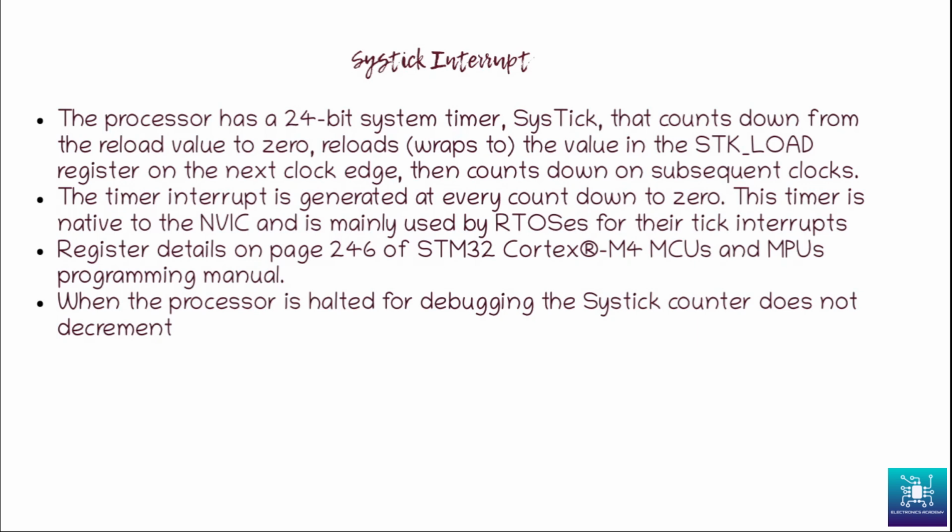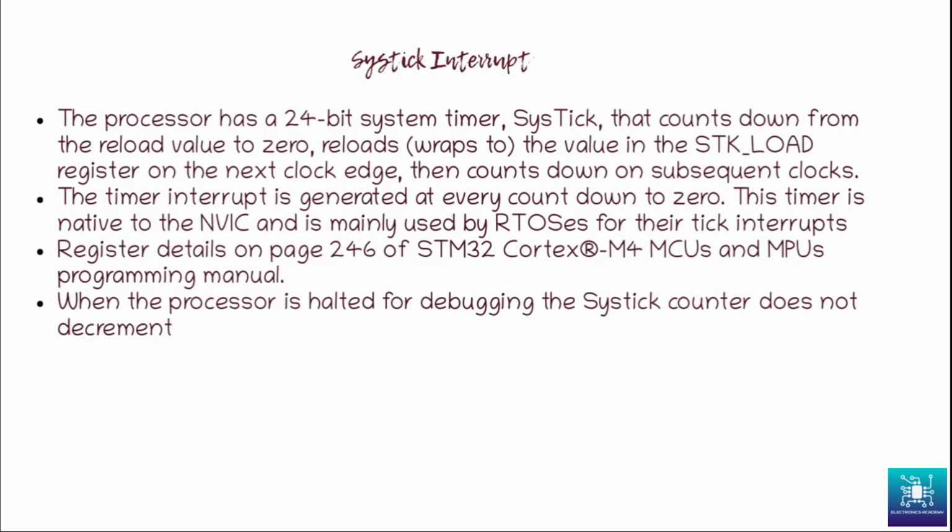And on the next count edge, it counts down with subsequent clocks. So this keeps happening, this repeats. Say the timer has a value of 100, it counts down to 0, and then once it goes to 0, it again reloads the value 100 and keeps counting down. And if you configure the timer to generate an interrupt, then at every countdown to 0, an interrupt is generated, which is called the Systick timer interrupt.